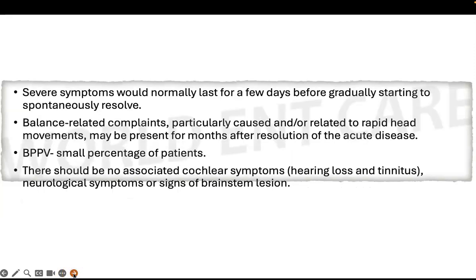Then severe symptoms would normally last for a few days before gradually starting to spontaneously resolve. Balance related complaints, particularly caused or related to rapid head movements, may be present for months after resolution of acute disease. Then BPPV occurs subsequently in a smaller percentage of patients. There should be no associated cochlear symptoms like hearing loss and tinnitus, neurological symptoms or signs of brainstem lesions.